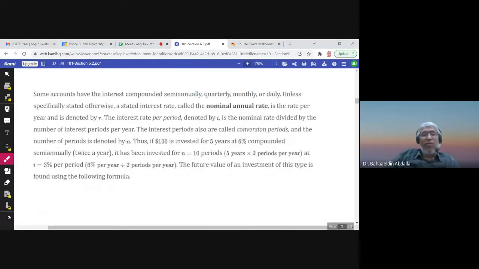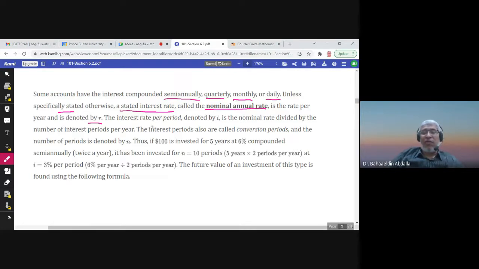Now, some accounts have the interest compounded semi-annually, not only annually, maybe quarterly, monthly, daily. So unless specifically stated, a stated interest rate, or nominal annual rate, is denoted by R. So R is the annual interest rate, or they call it stated interest rate or nominal annual rate. All of these are names for R.